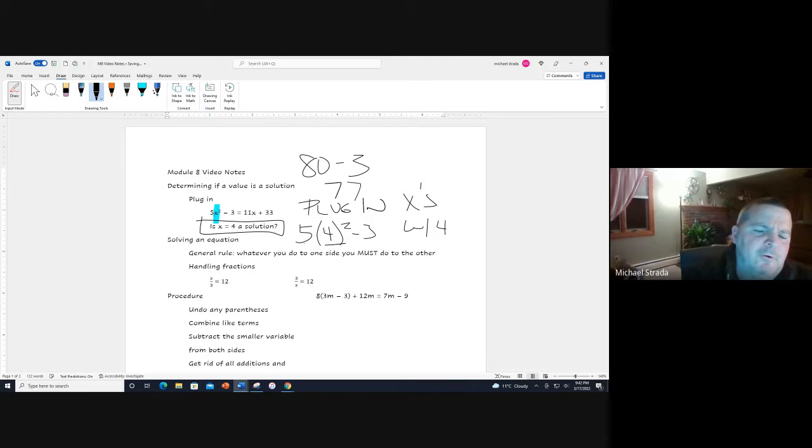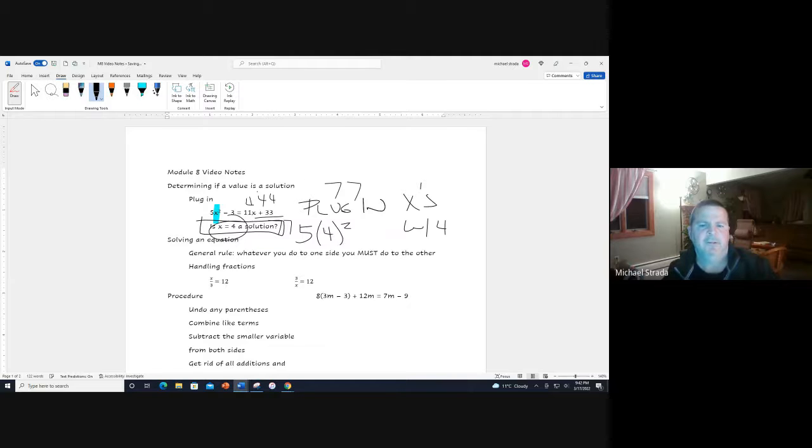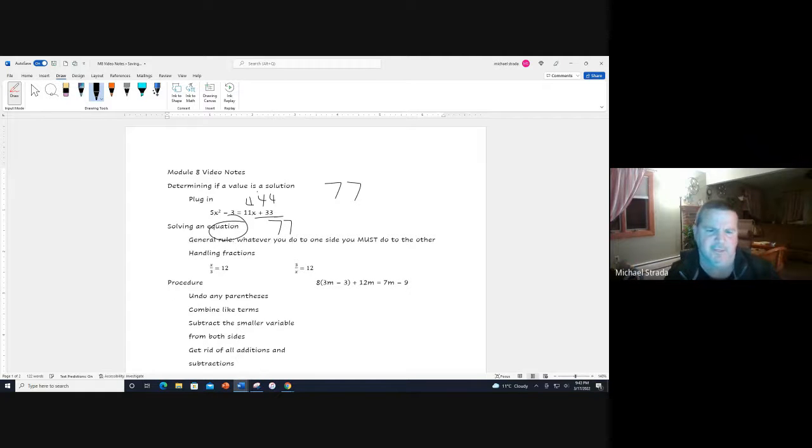When I plug in 4 on the other side, we multiply 11 times 4, which gives me 44. 44 plus the 3 also gives me 77. So yes, x equals 4 is in fact a solution. Don't get discouraged if they put information in there that you haven't done yet. I wouldn't worry about it if I were you. It's not going to change anything.